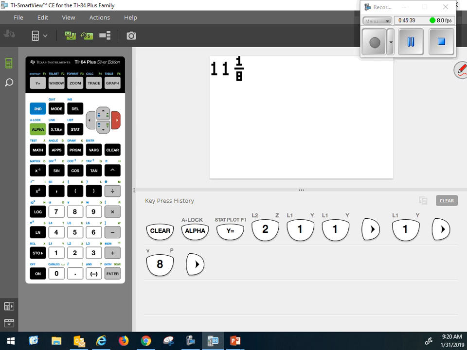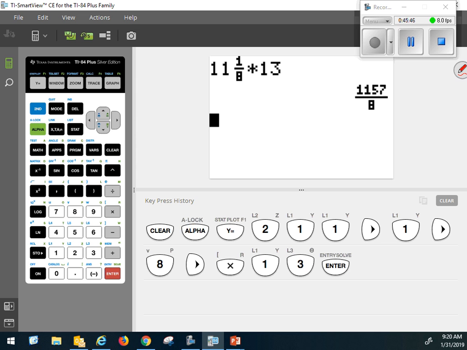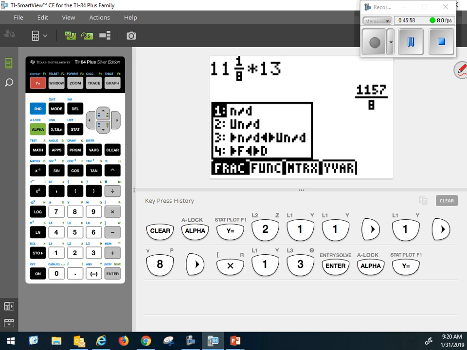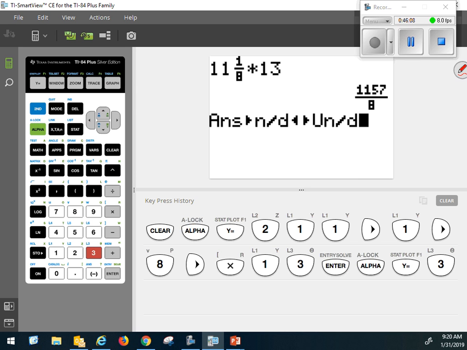All right, you guys with me? 11 and 1/8. Then what do we want to do? Multiply by 13. Okay? And look, we get this crazy improper fraction. We don't want that. What do we want? A mixed number. So how do we get it changed back to a mixed number? Alpha, Y equals. Which one changes it? Good. 3. 3 goes from fraction to mixed number or mixed number to fraction, depending on what you want. So 3, and then you always have to press enter to tell it to do it. And then here is our awesome answer in fraction form.